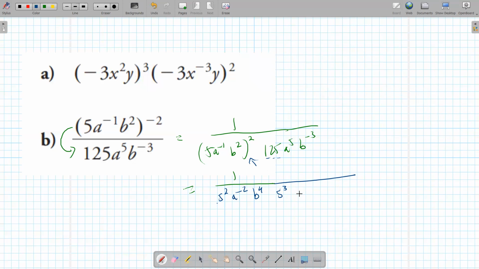5 cubed is 125. Then we have a5, b minus 3. So how many 5s do I have in total on the denominator here? 5 to the power of 5. Yeah, how many a's? 3. Yeah. How many b's? 1. Yeah, and you're done. Was it difficult? Nope. So just remember this one little tiny detail. The cubed or the square, whatever the exponent is, it's gonna apply to everything inside. So it also applies to 5. That's why it's 5 squared here.